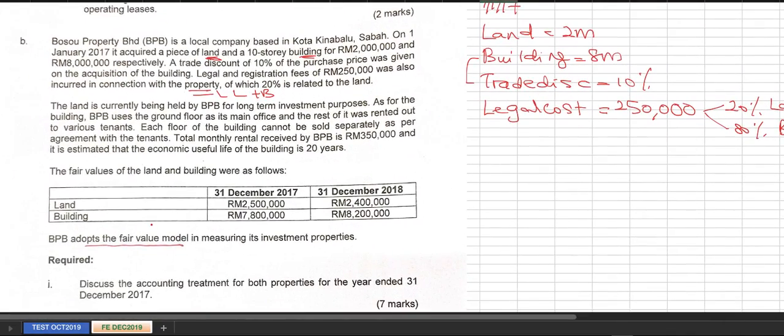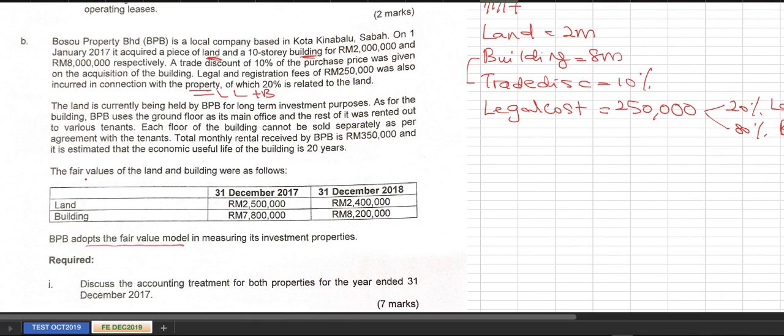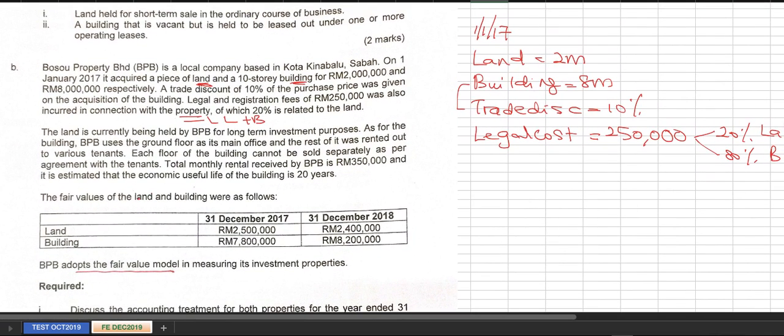The land is currently being held by the company for long-term investment purposes, so the land is IP. As for the building, the company used the ground floor as its main office and the rest of it was rented out. Remember, when one building is used for two functions, you have to check whether they can be sold separately in order to recognize them separately. We have to find the condition here.